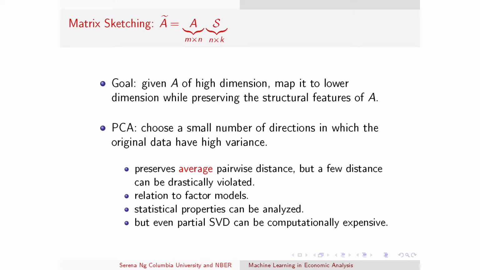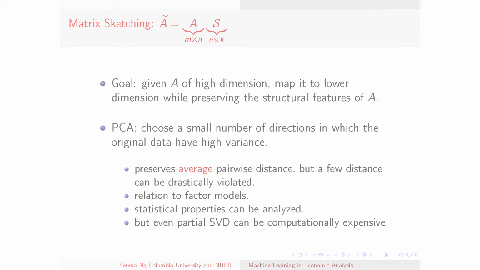And if we do a principal component analysis, what we preserve is the average pairwise distance, and when we preserve the average, we cannot avoid the fact that a few of these distances are going to be particularly large. Okay? So the advantage of doing principal component analysis, and we're quite familiar with it, is that if we're willing to put in a factor structure, we can develop asymptotic analysis and analyze properties of these principal components.